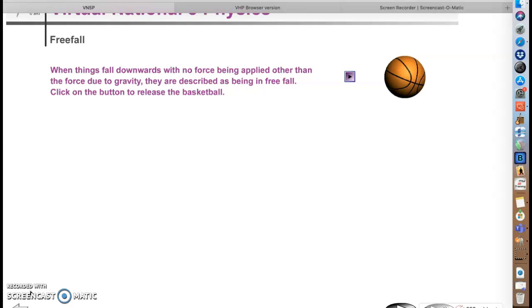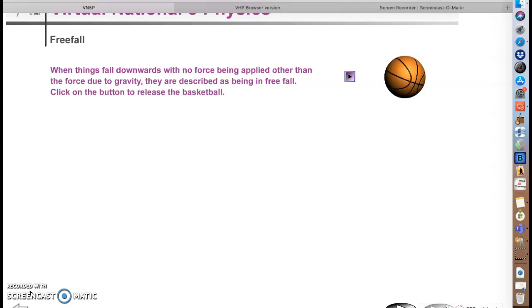Concepts of freefall and terminal velocity. So freefall, first of all, is a kind of idealized situation when an object is falling and the only force acting on it is weight, or the force due to gravity, as it says here. Now, that's not that realistic in our everyday life.